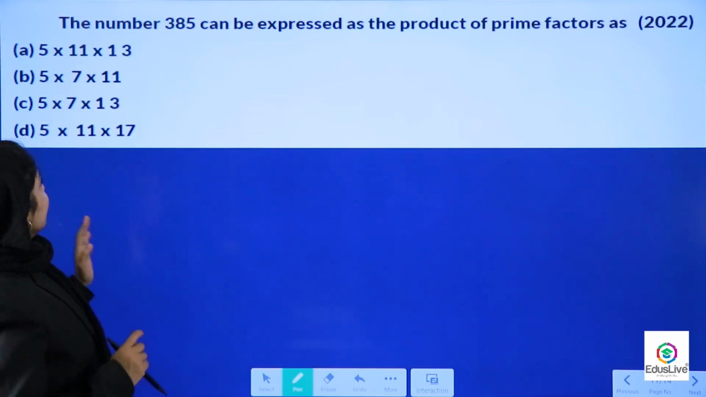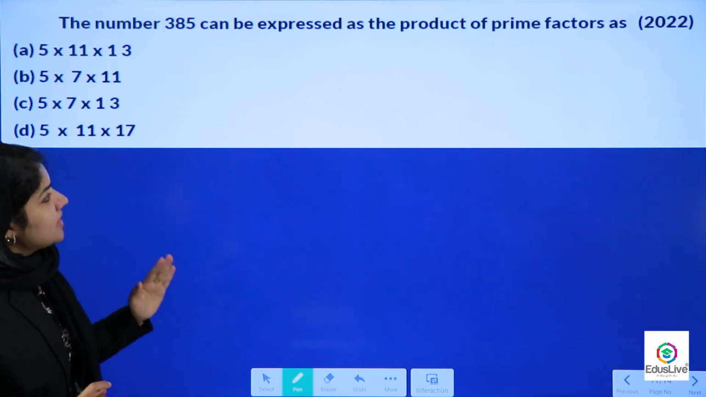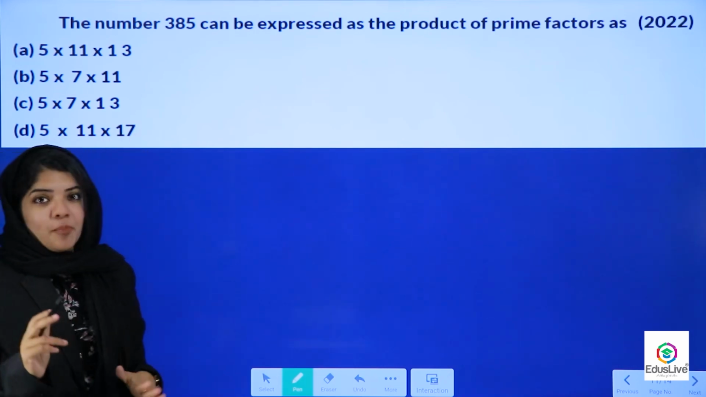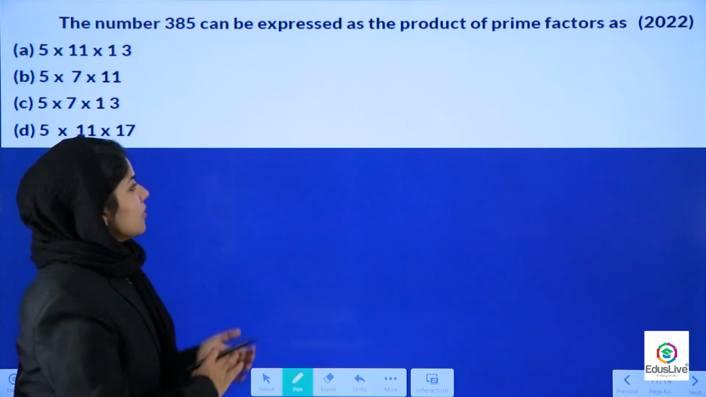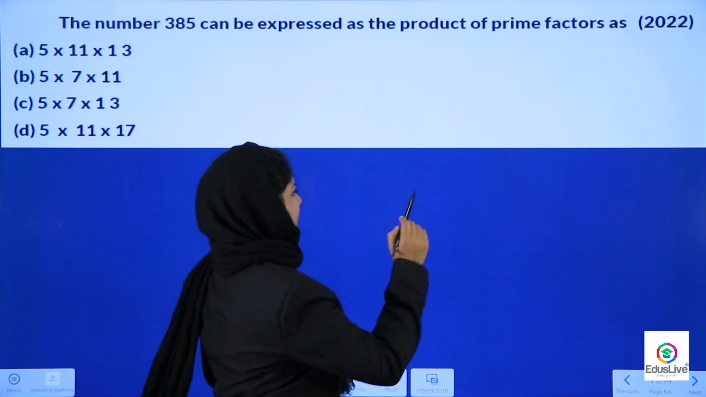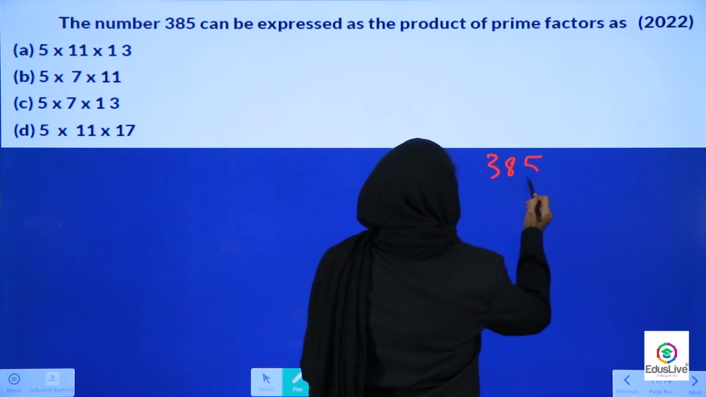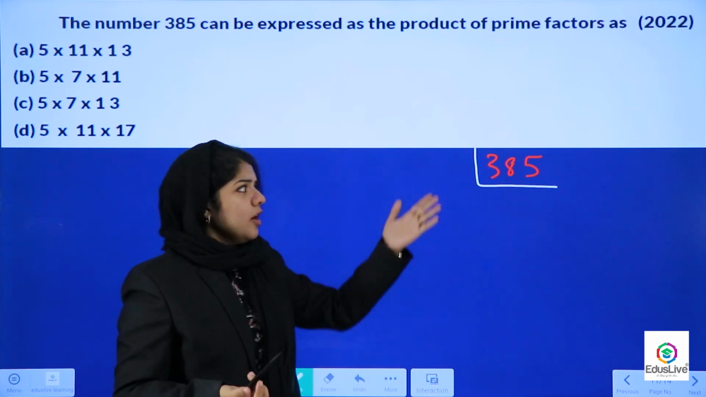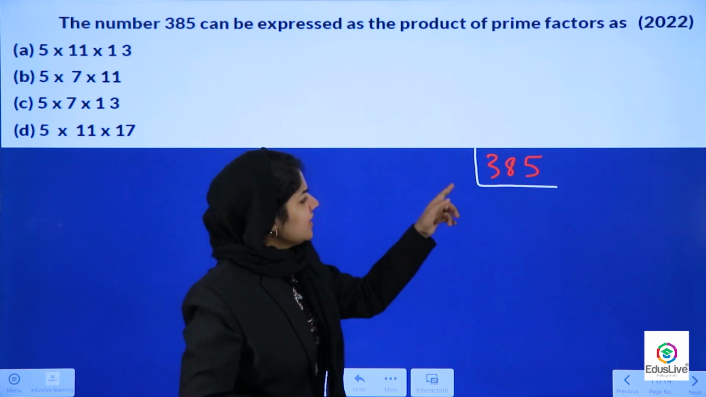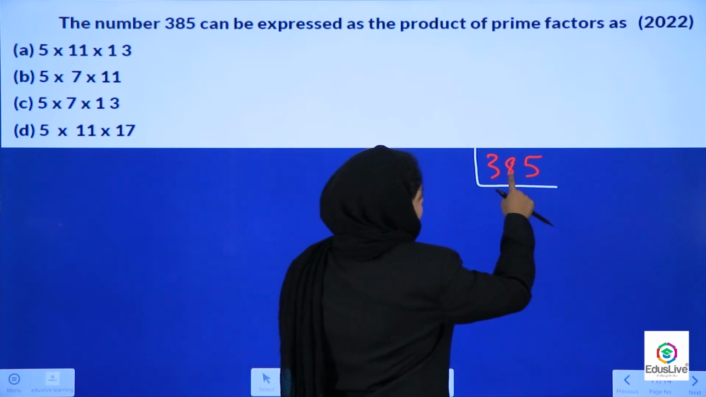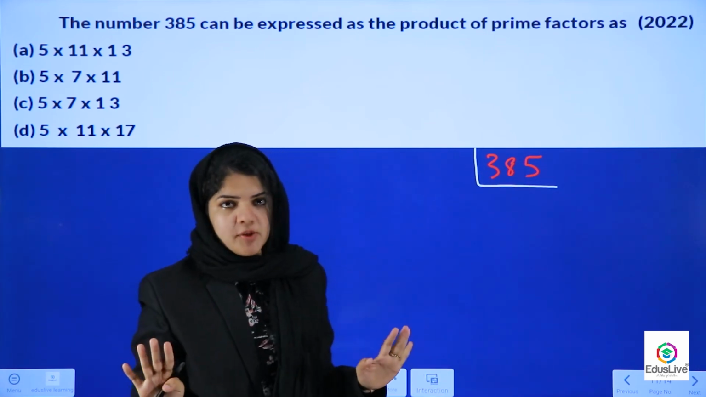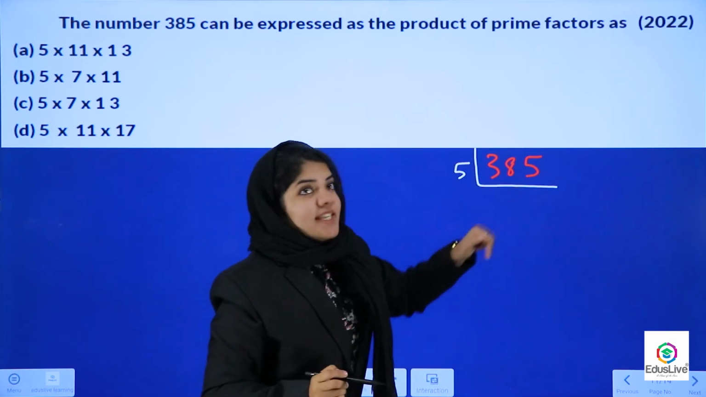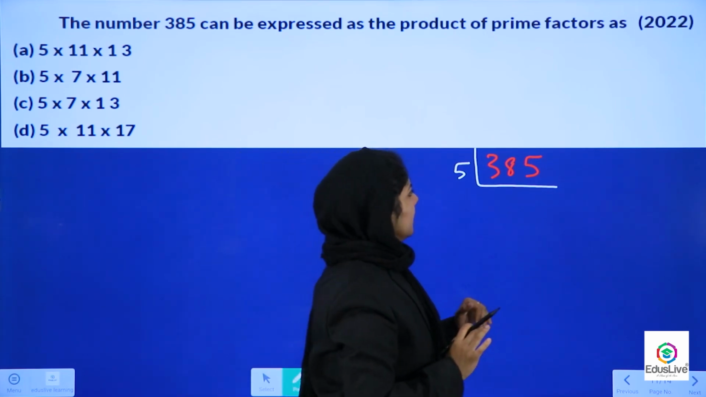Next question. The number 385 can be expressed as the product of its prime factors. So, we have to express this 385 as the product of its prime factors. So, we will prime factorize 385. 385 is not divisible by 2 because it is an odd number. Then, is it divisible by 3? 3 plus 8 is 11, 11 plus 5 is 16. So, it is not divisible by 3. Next, we'll check with 5. Yes, 385 is ending in 5, so this number is divisible by 5.